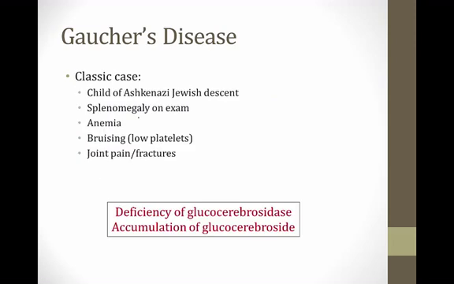So the classic case is going to be a child of Ashkenazi Jewish descent who has an enlarged spleen on exam. There may be anemia and bruising from the bone marrow involvement. There may be joint pain and fractures. And remember that Gaucher's disease results from a deficiency of glucocerebrosidase and an accumulation of glucocerebroside.